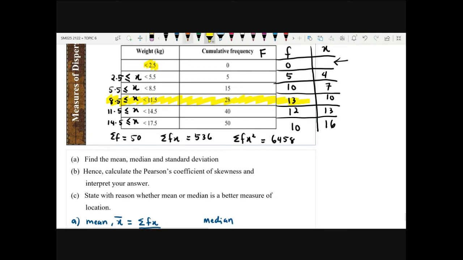Highlight dua benda. Remember, we must use cumulative frequency before. So, 15. Frequency of our class. So, 13. That's two things that we need in our formula. Cumulative frequency before and then frequency of the class. Okay. And then kita kena fokus dia punya lower boundary. So, lower boundary is 8.5. Ini item yang kita nak guna.